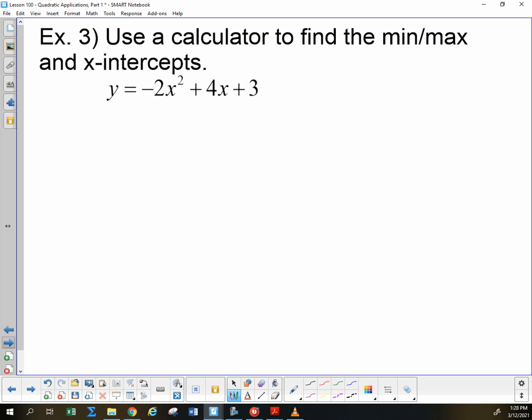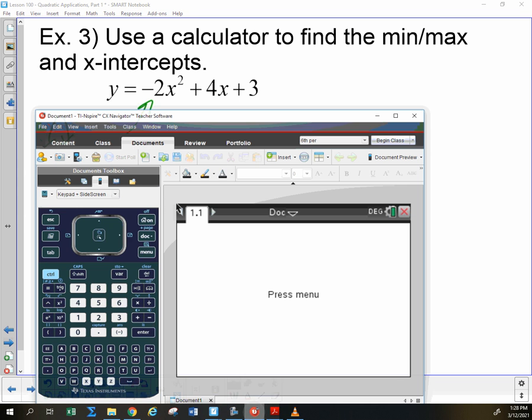Okay, this one we're going to switch, and we are going to do with our calculators. We've done a little bit already, but doing a little bit more here. We're going to plug this into our calculator, and we're going to find whether it has a min or a max, and what that is, and the x-intercepts. So let's make a prediction. We have a minus in front of the x squared. So, up or down? This one should open down because it had that negative in there. So just to review how we enter this on the calculators, be sure you've written down y equals minus 2x squared plus 4x plus 3, so you can see that as you type it in on your calculator.